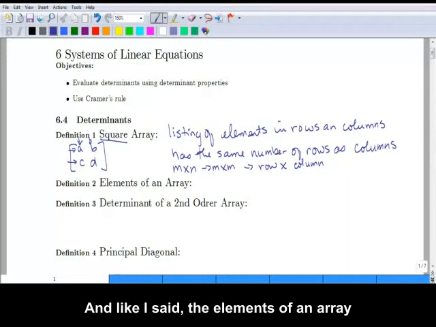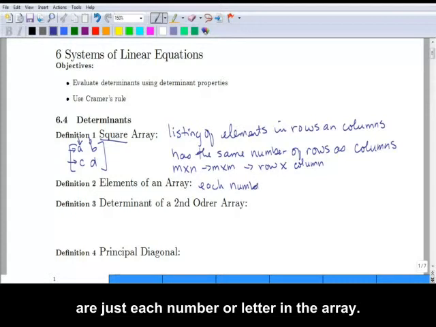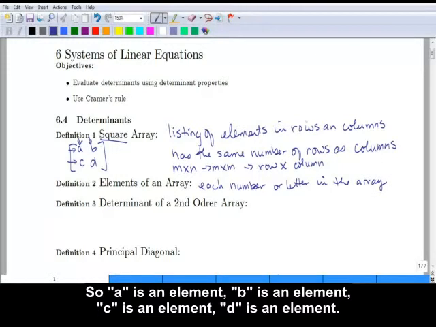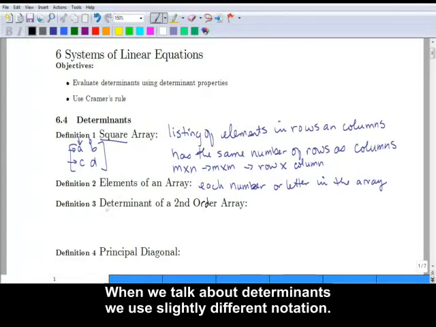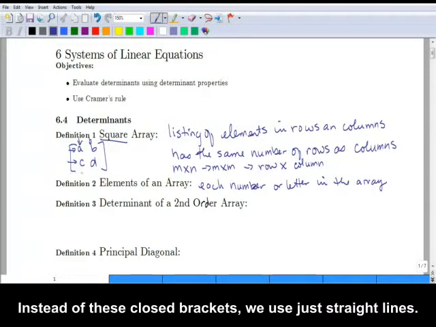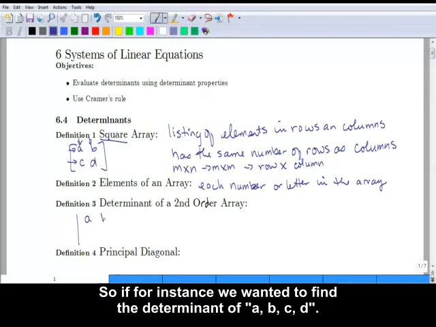And like I said, the elements of an array are just each number or letter in the array. So A is an element, B is an element, C is an element, D is an element. So a determinant of a second order array is actually relatively easy to find. When we talk about determinants, we use slightly different notation. Instead of these closed brackets, we use just straight lines. So if, for instance, we wanted to find the determinant of A, B, C, D.